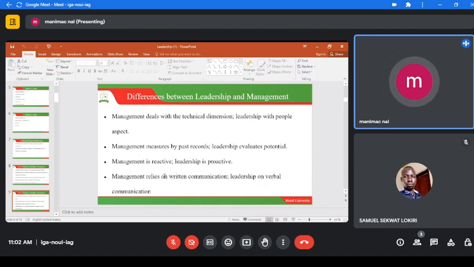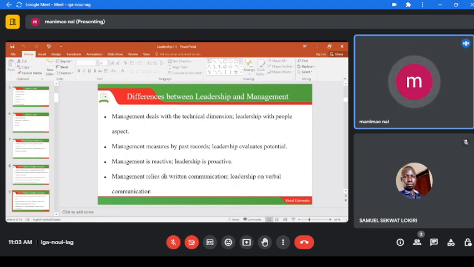Further still, management measures by past records. What are your records in the past, have you done anything regarding managing or being a manager somewhere? Maybe that is when they will give you the post of a manager in another organization. However, for leadership, we are evaluating your potential. Do you have the potential to do A, B, C, D? If so, then you possess the potential to be a leader.